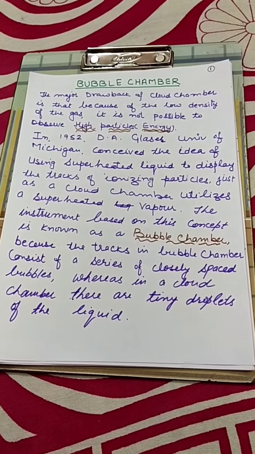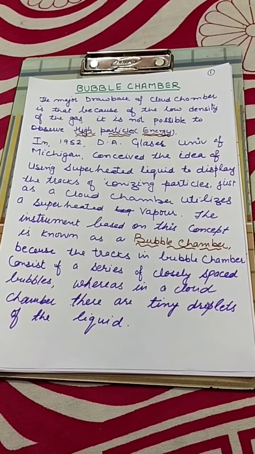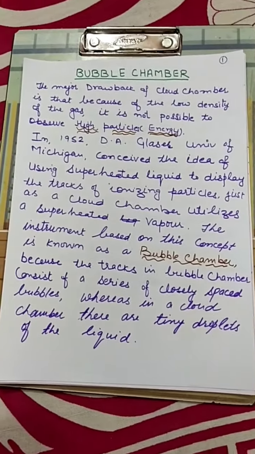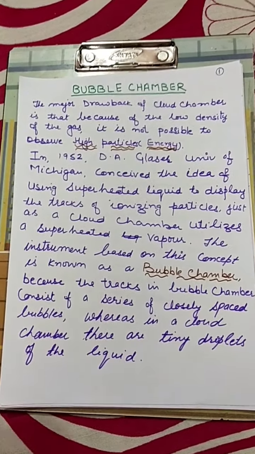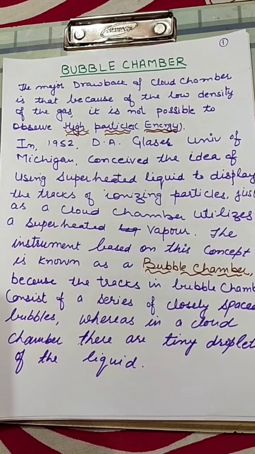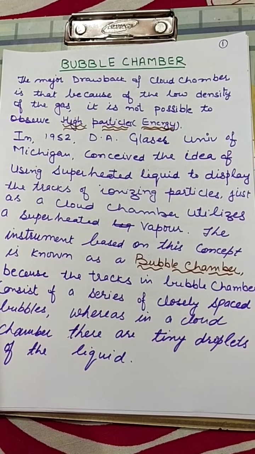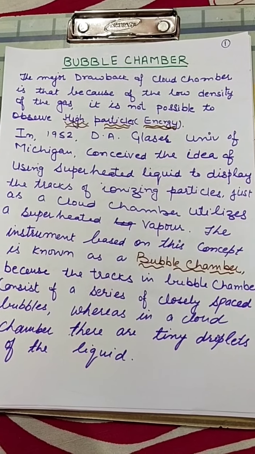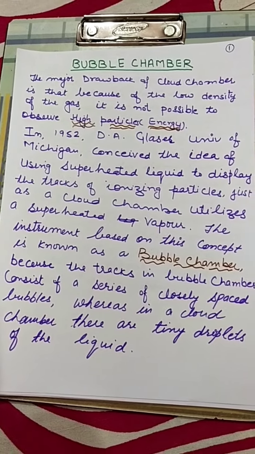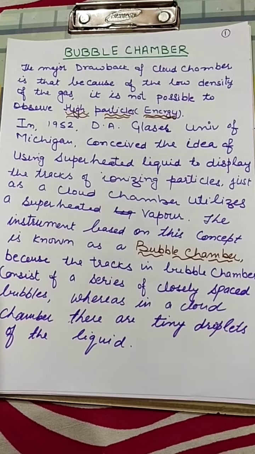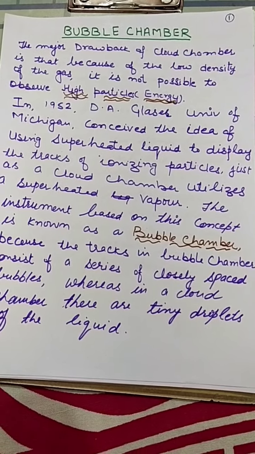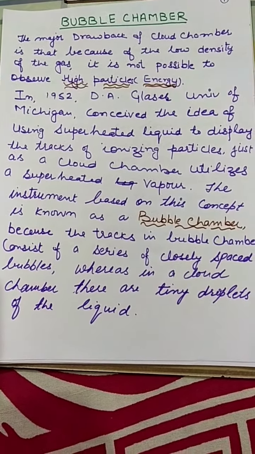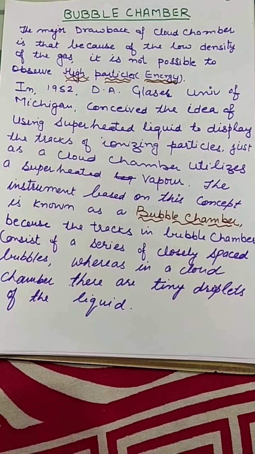The basic drawback of the cloud chamber is that, because of the low density of the gas, it is not possible to observe high energy particles. In 1952, D.A. Glaser of the University of Michigan conceived the idea of using a superheated liquid to display the track of an ionizing particle, whereas a cloud chamber utilizes a supersaturated vapor. The instrument based on this concept is known as the bubble chamber.